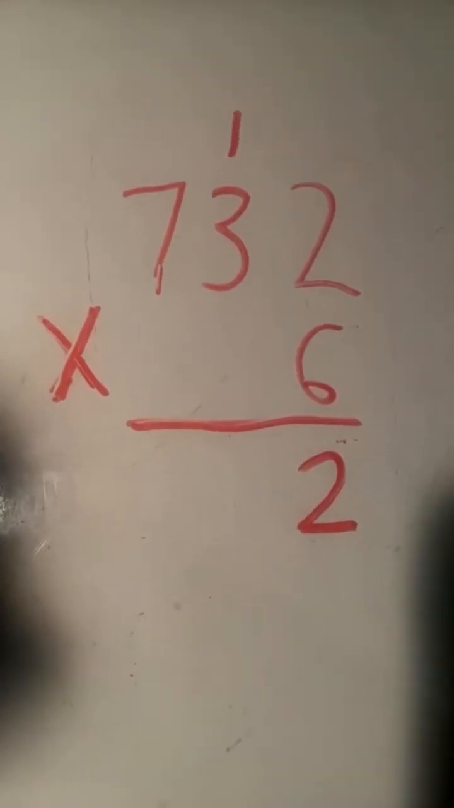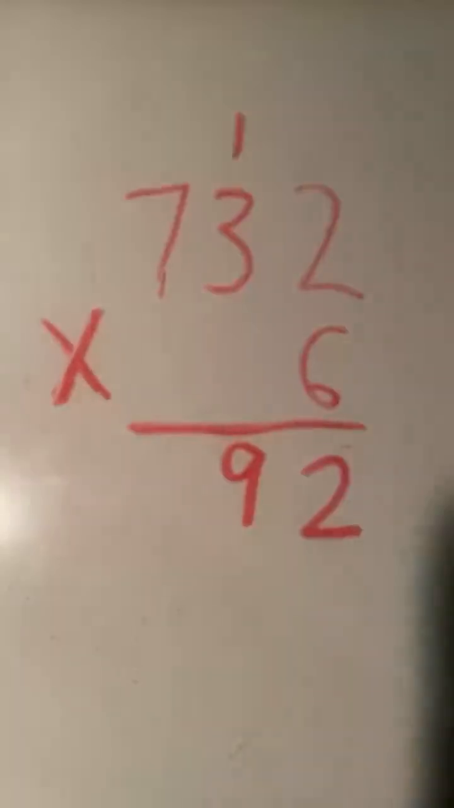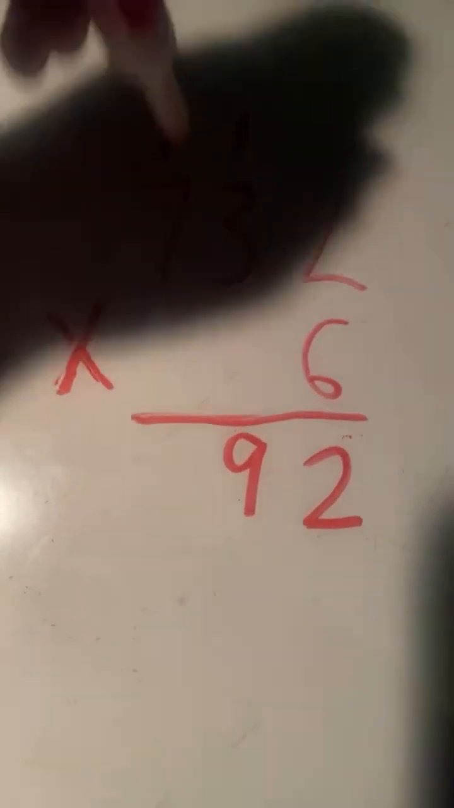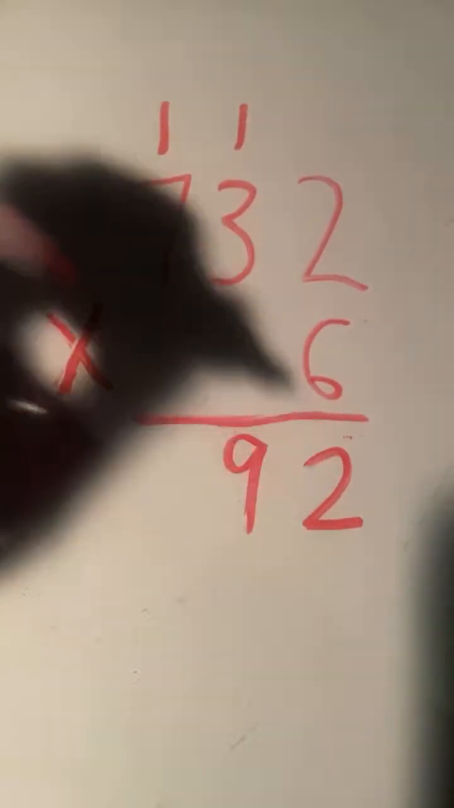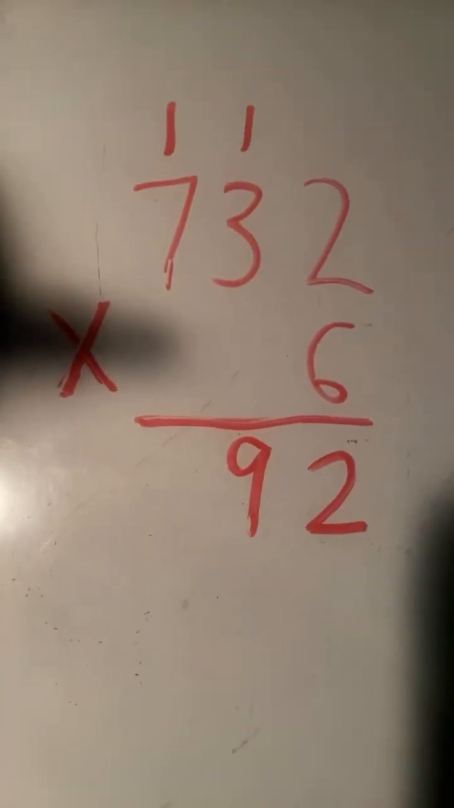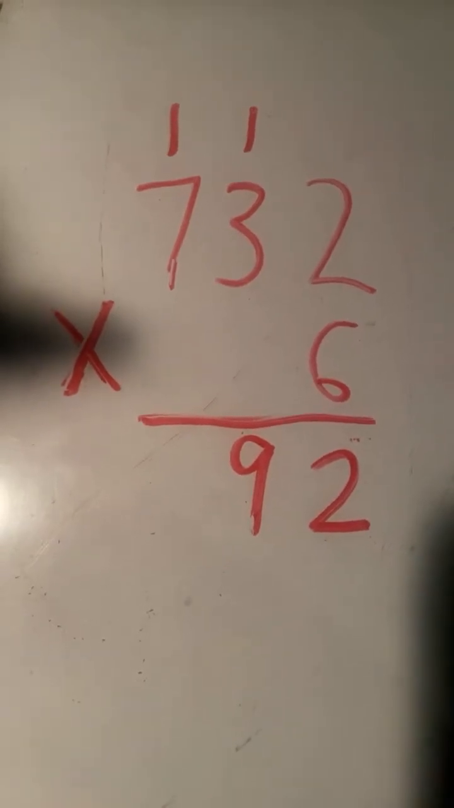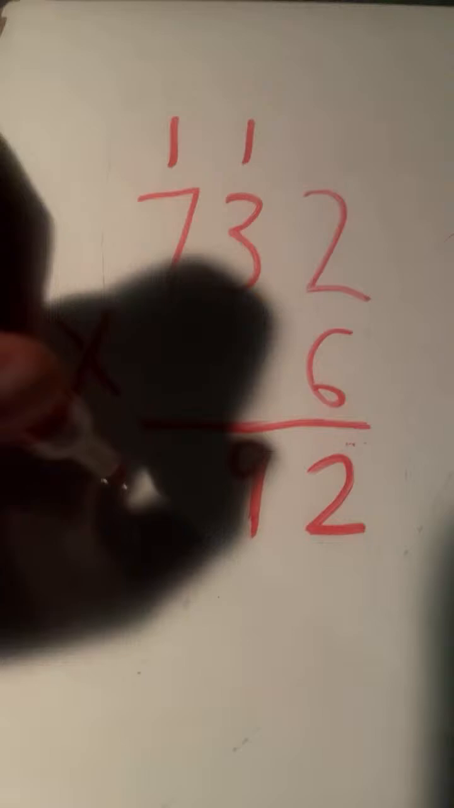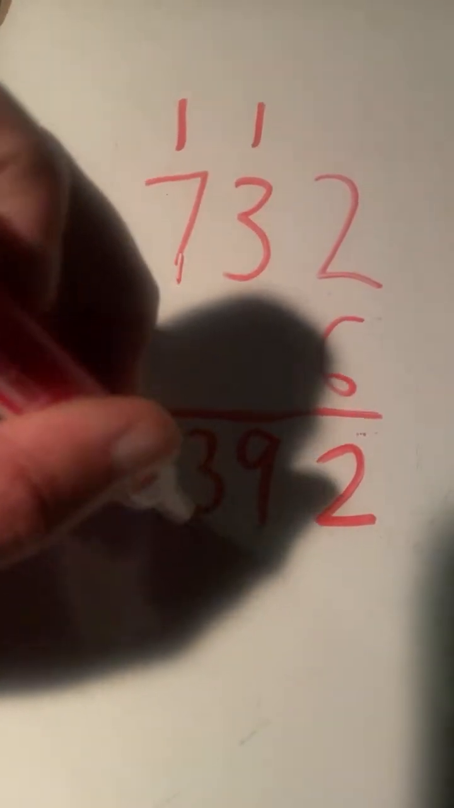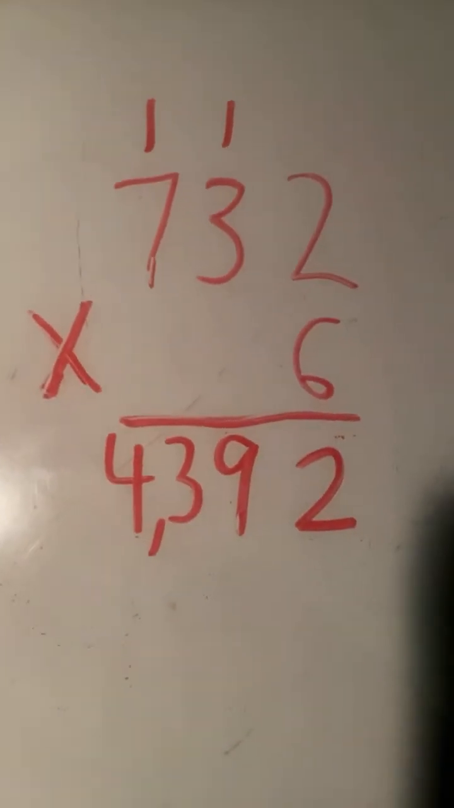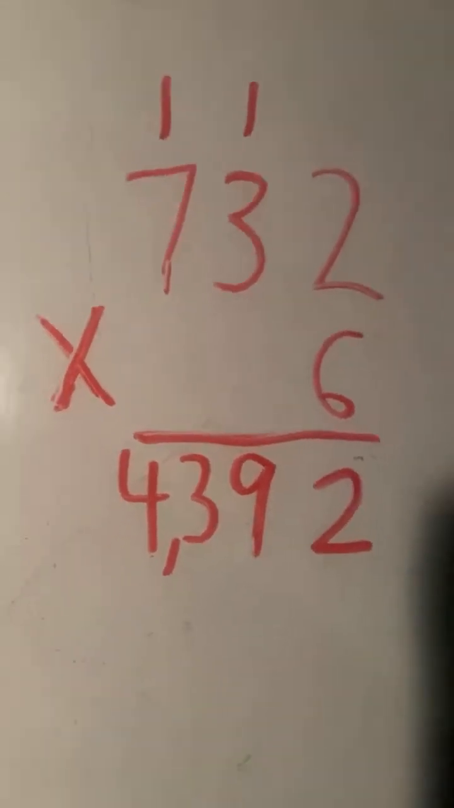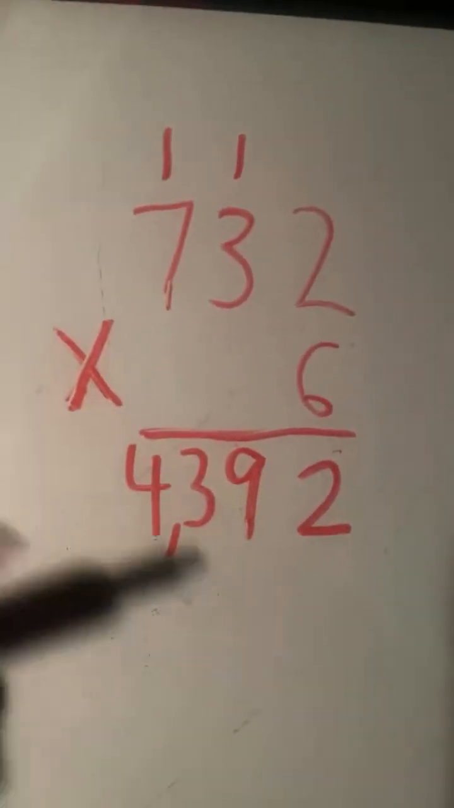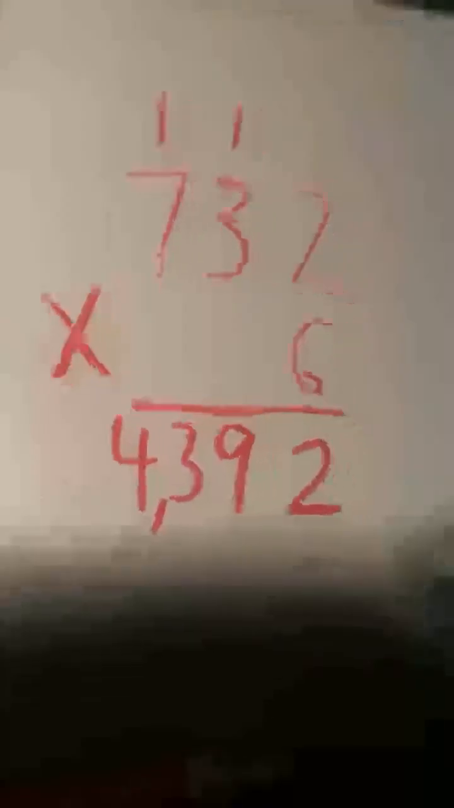3 times 6 equals 18. Plus 1 equals 19. The 9 in 19 goes in the tens place. The 1 gets carried over to the hundreds place. 7 times 6 equals 42. Plus 1 equals 43. And we have our final answer. 732 times 6 equals 4,392.